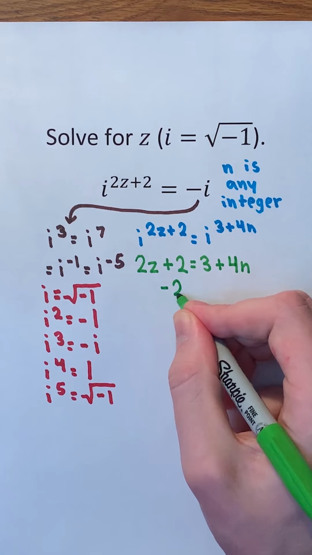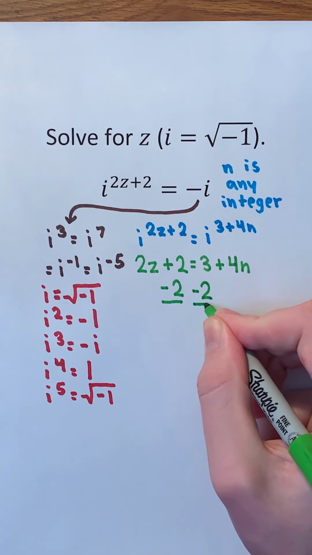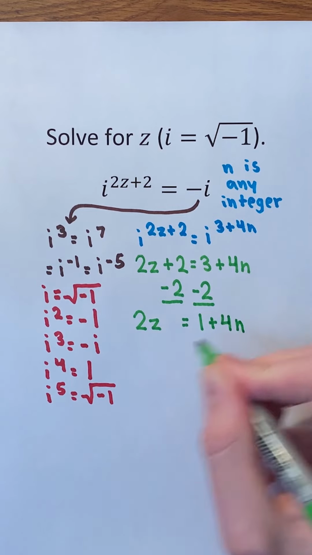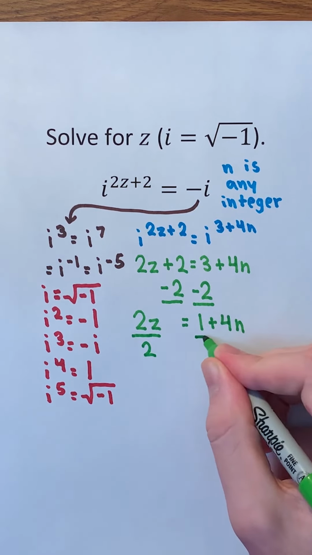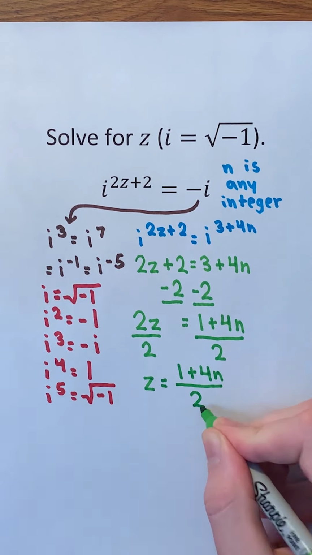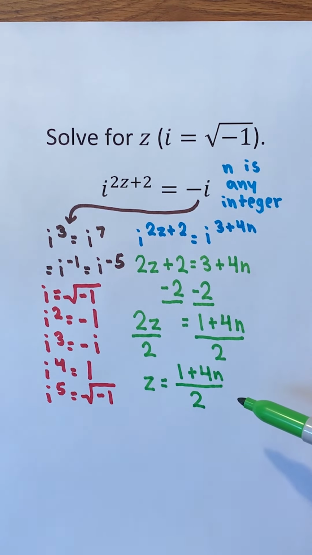Then, we're going to solve for z by first subtracting 2 on both sides of the equation to end up with 2z equals 1 plus 4n. Lastly, we're going to divide both sides of the equation by 2 to see that z equals (1 plus 4n) over 2. Therefore, there's an infinite number of solutions.